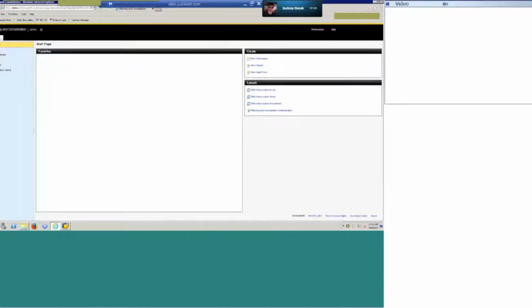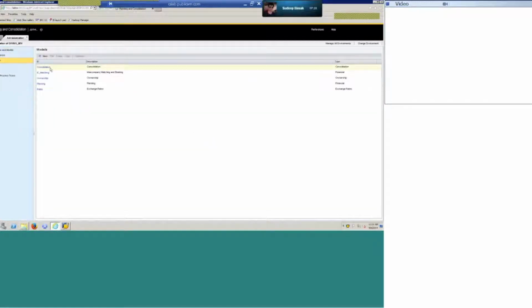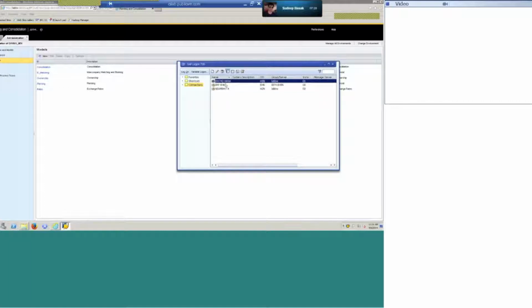Now let's go back to start and go to administration. You don't need to worry about what I'm doing. I'm just trying to demonstrate visually how these are all working together. So I'm just going to go to a model. Under the model, you see consolidation. That's the model. Where do we see the actual physical model for this one? Then I'm going to BW.